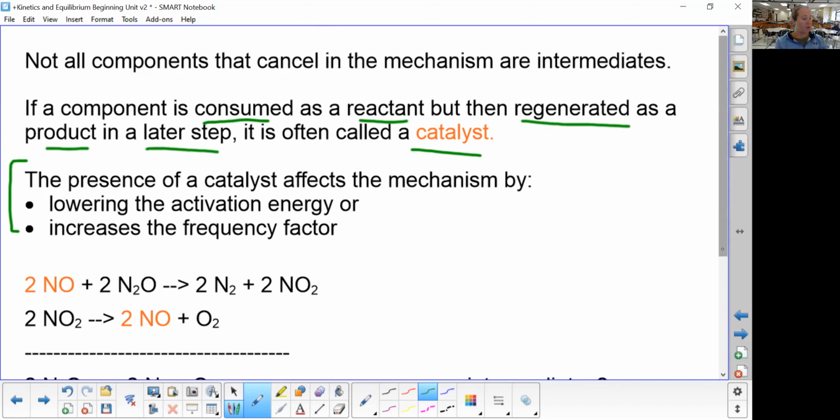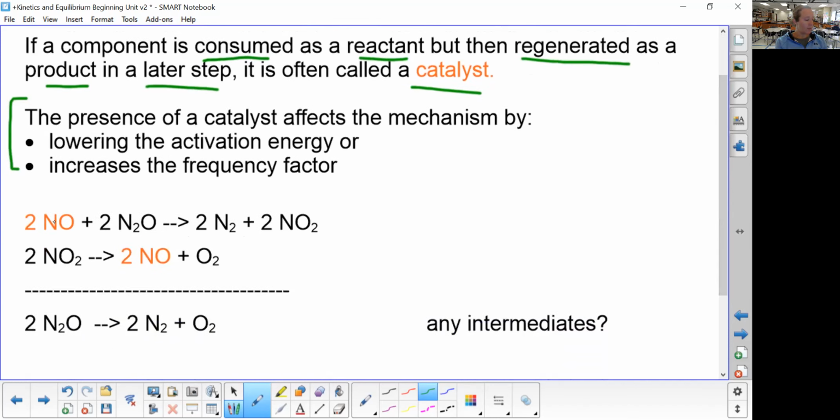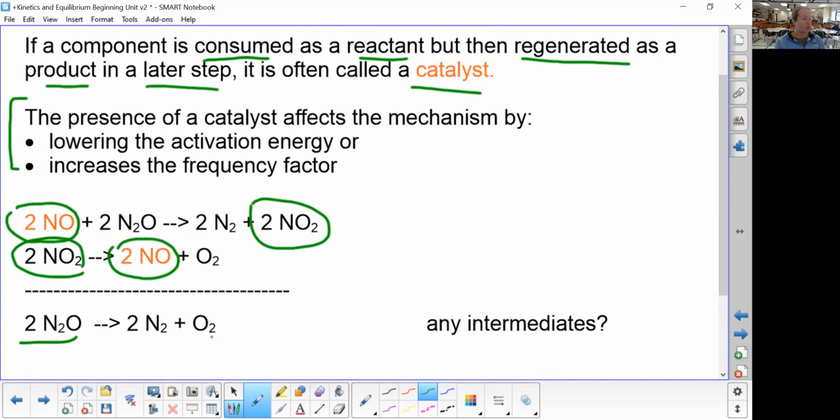So if we wrote the overall, these cancel and these cancel. And you can also see this 2 NO2 here, those are intermediates. The overall, the stuff that doesn't cancel, are the 2 dinitrogen monoxides forming the nitrogen and the oxygen gas. So the NO would be considered a catalyst, and the NO2 would be considered an intermediate.